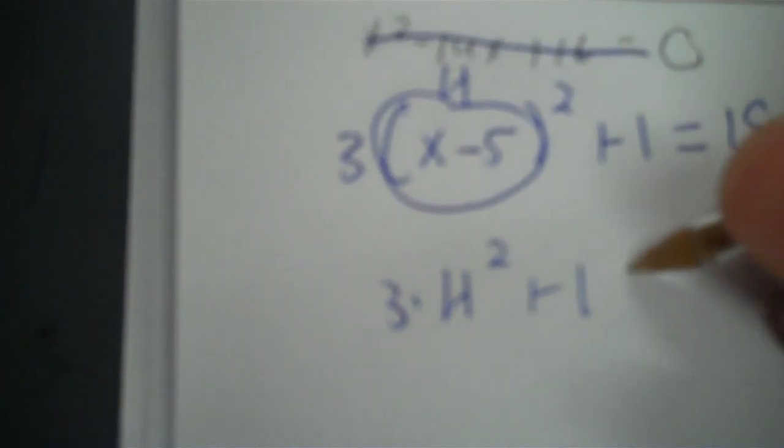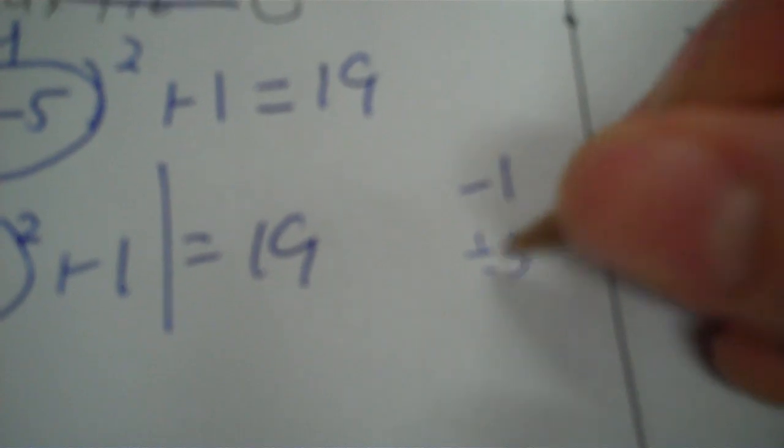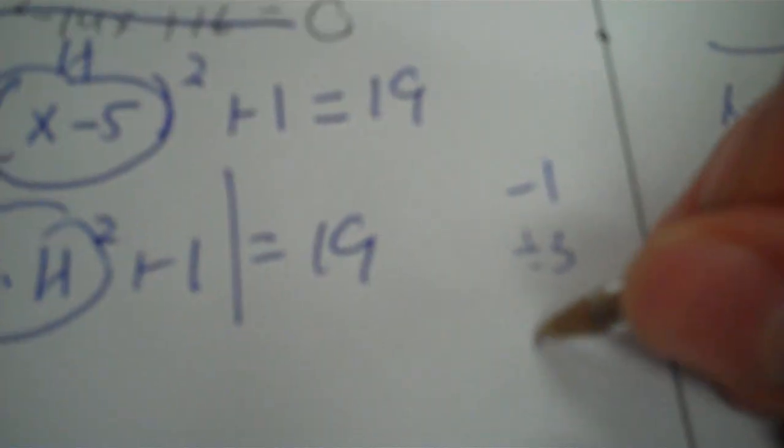So you're going to have 3 times h squared plus 1 equals 19. Now remember, h is not the end game. The end game is still the x. But I will bring back the x minus 5 over here. Now I bring it over twice because when I use my linear properties, I know I got a minus 1, and then I have to divide by 3, and then I have to take out the second power with the square root. Now the square root is where I get the positive and the negative.